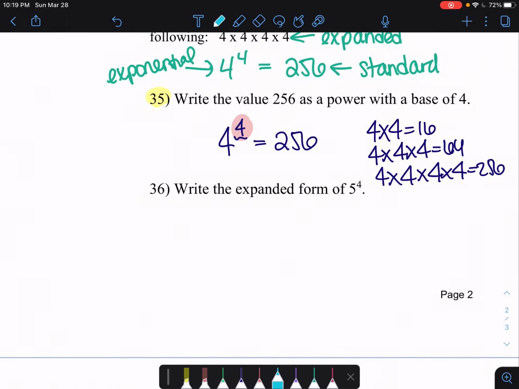The expanded form of 5 to the 4th power is to write out the multiplication 5 times 5 times 5 times 5.